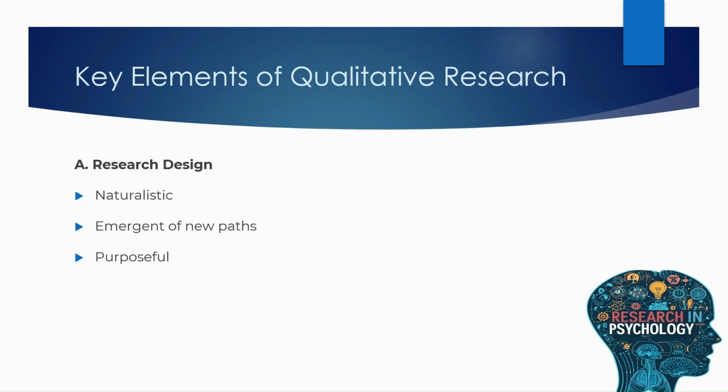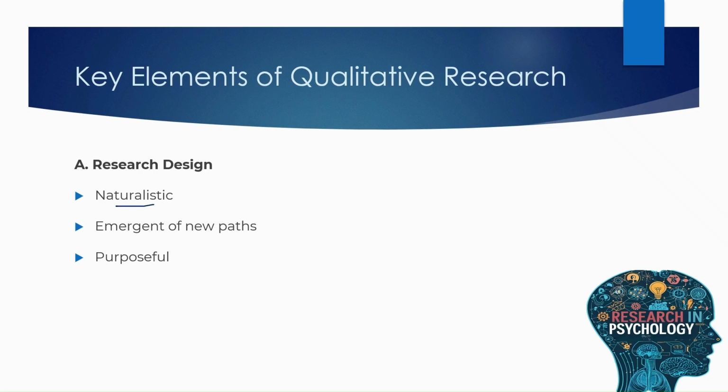So, the research design is naturalistic. This means it involves studying of different phenomena in their natural setting or the natural world. The conditions are not controlled. The study is not controlled. So the findings are very natural and it's not pre-planned or something that is cooked up.